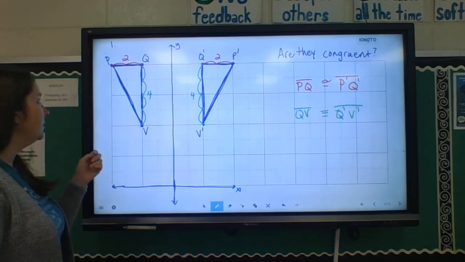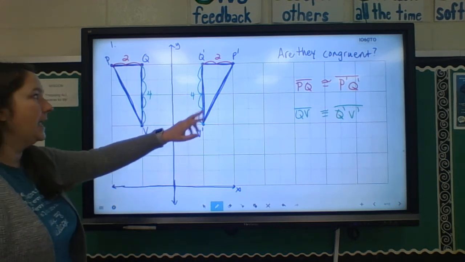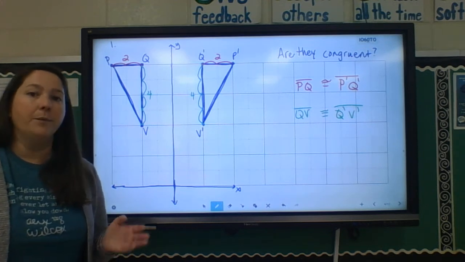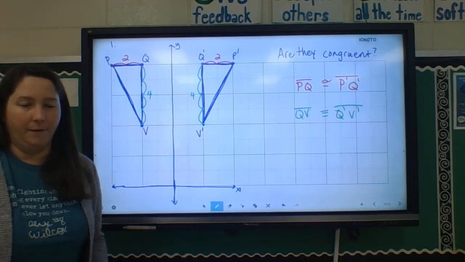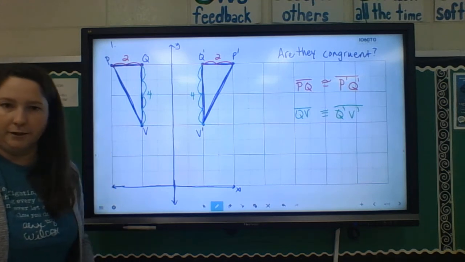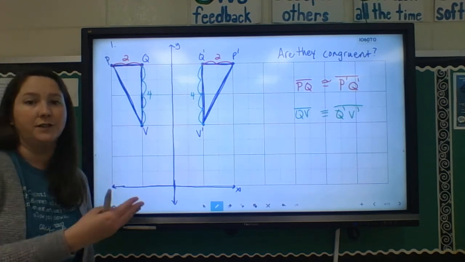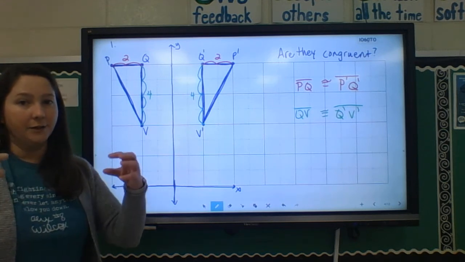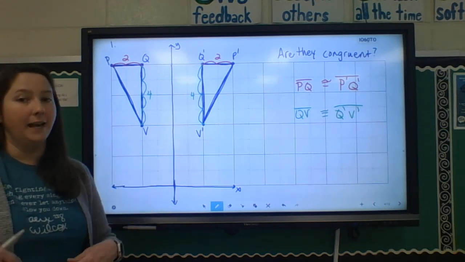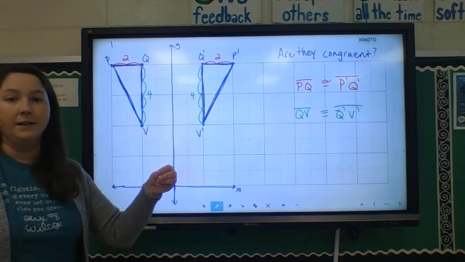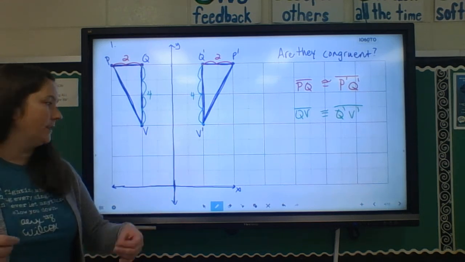Well, now to find out if PV and P prime V prime are congruent, we've got to do the distance formula. There's no way around it. You've got to do the distance formula twice for each side. If our answer is the same, then yes, they are congruent. If our answer is different, no, they're not congruent.